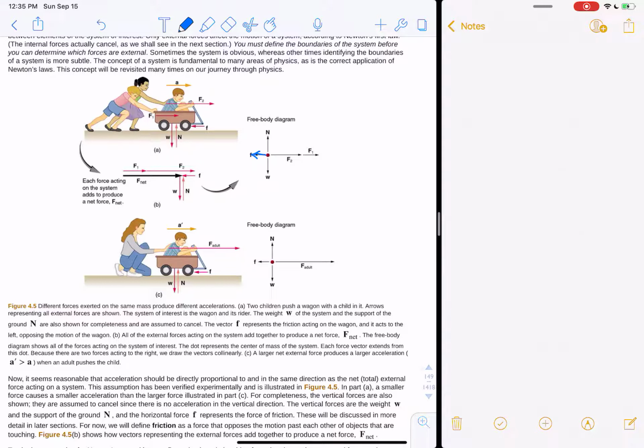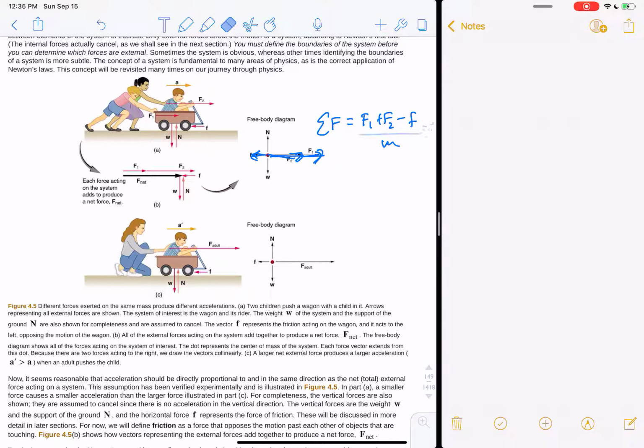But then you've got two kids pushing. One is pushing with F1 and one is pushing with F2. Those two forces act together, so our net force is F1 plus F2, minus whatever this force of friction is, and that will give us our net acceleration. We divide all this by the mass, and that equals our acceleration.